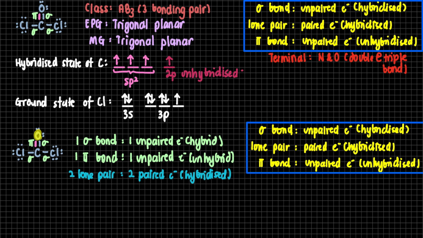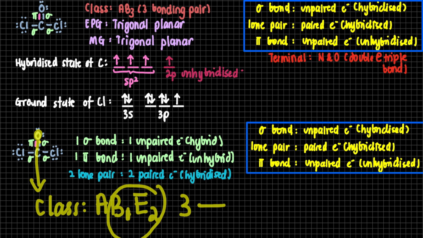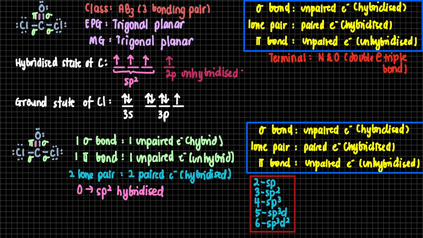Again, oxygen here. Okay, oxygen for the class here, it is bonded to only one atom, AB1, only bonded to one carbon, but then it has 2 lone pairs. So total we have 3. So 3 we have sp2 hybridized. So again the hybridization, since we have 3, 2 lone pairs and 1 bonding pair, only bonded to one atom, so 3 is sp2.